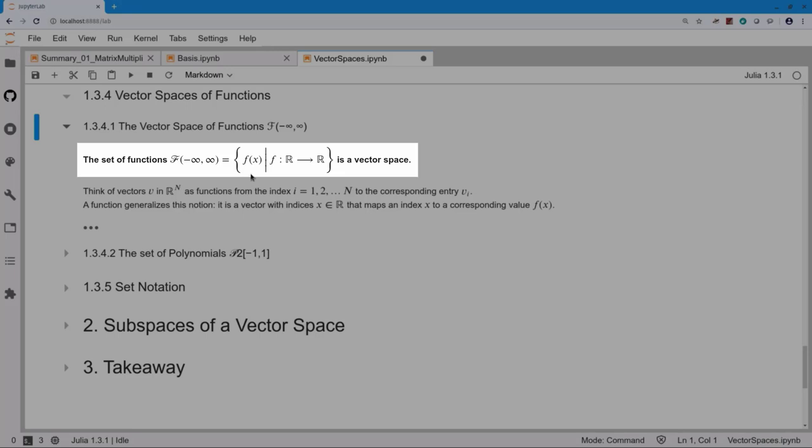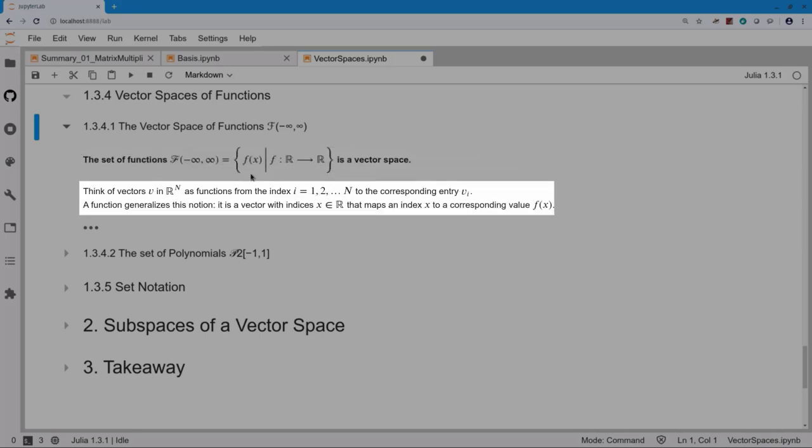How does that relate? One way to think about it is as follows. If I take a vector in R^n, then for each index for that vector, I have a corresponding value for the entry of that vector. So for index i equals 1, for example, I have an entry v1. For index i equals 2, I have an entry v2. I actually have a function from the indices to the entries in the vector. A function just generalizes that notion.